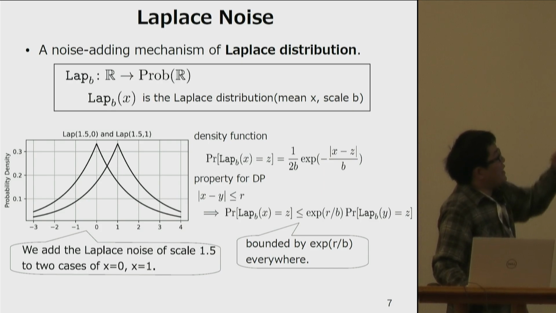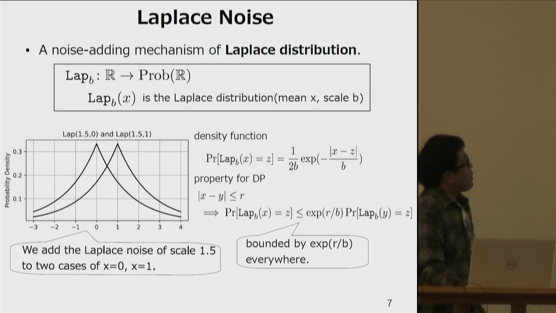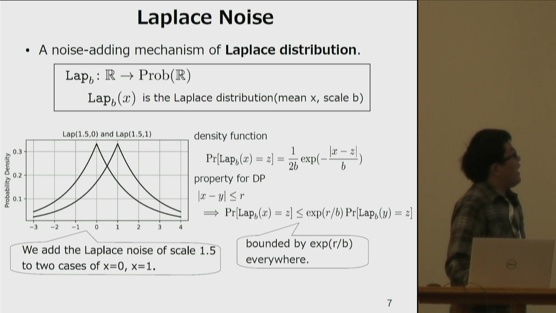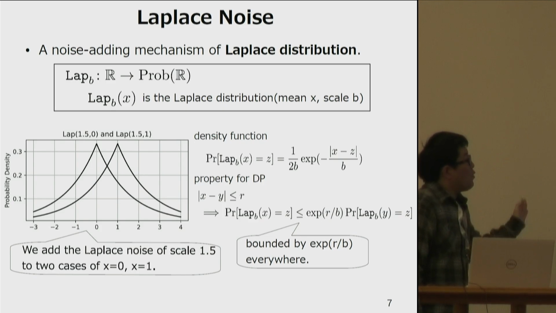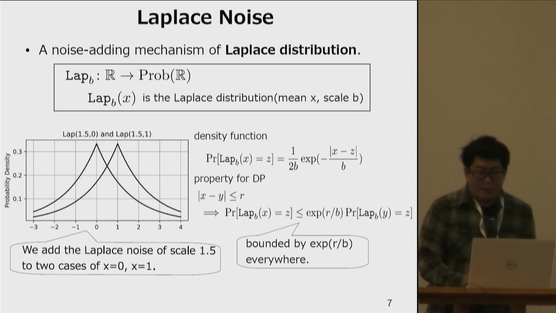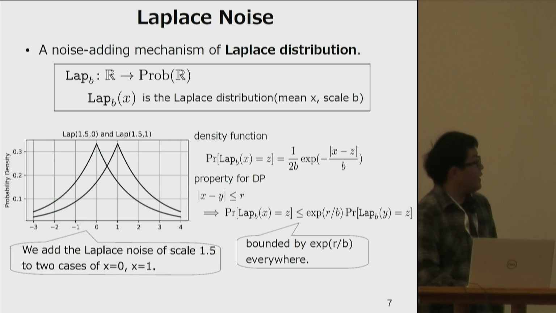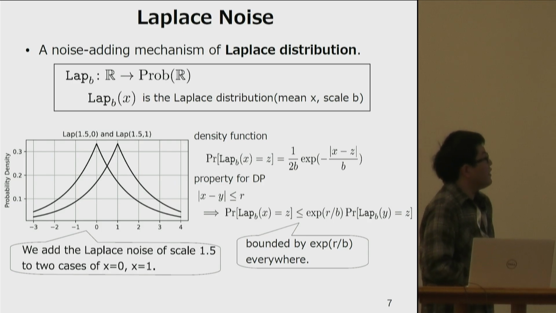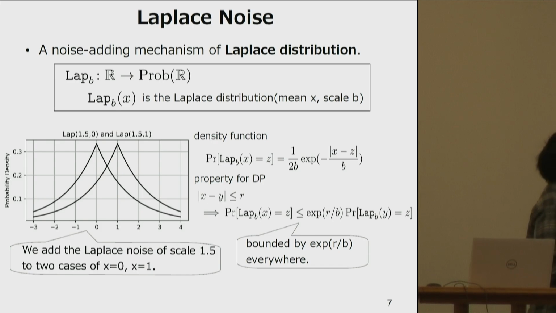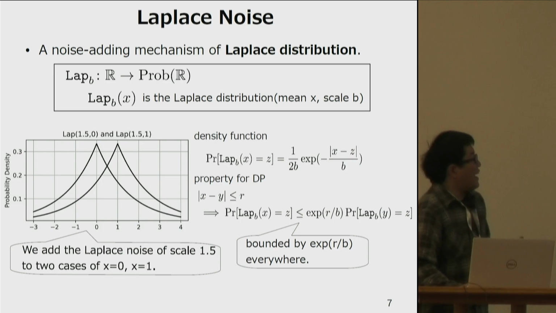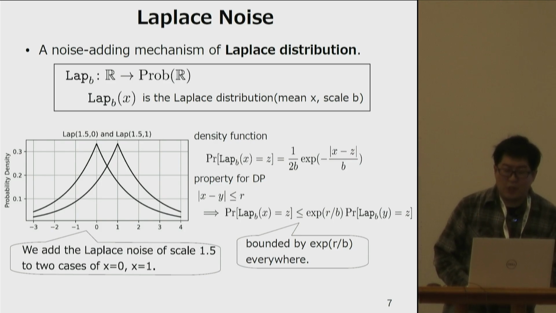So, for a given scale parameter b, we can consider the noise-adding mechanism Lap_b. For a given value x, Lap_b(x) is a Laplace distribution of mean x with scale b. So that is the definition of Laplace. Here is the density function and the shape of Laplace distributions.